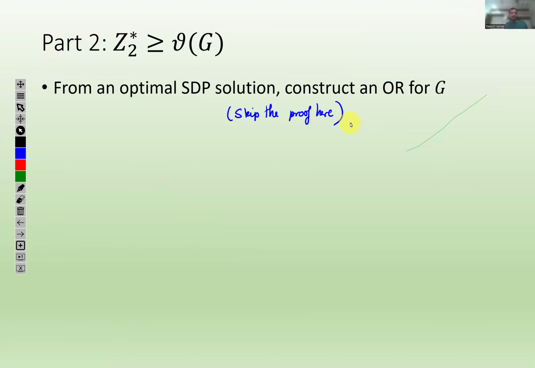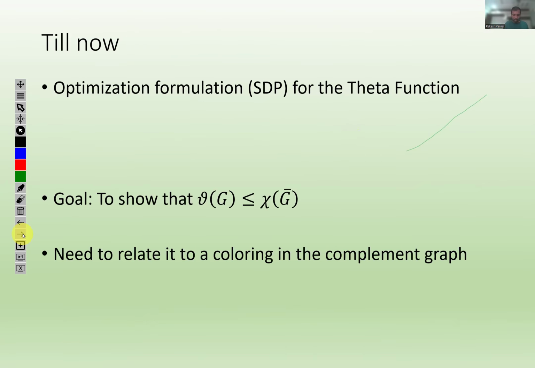Okay, so I have around 15 minutes. Hopefully I'll be able to finish the proof of the sandwich theorem, assuming this. So till now, what have we done? We saw an optimization formulation for the theta function. And in fact, the second optimization formulation is what we are interested in.